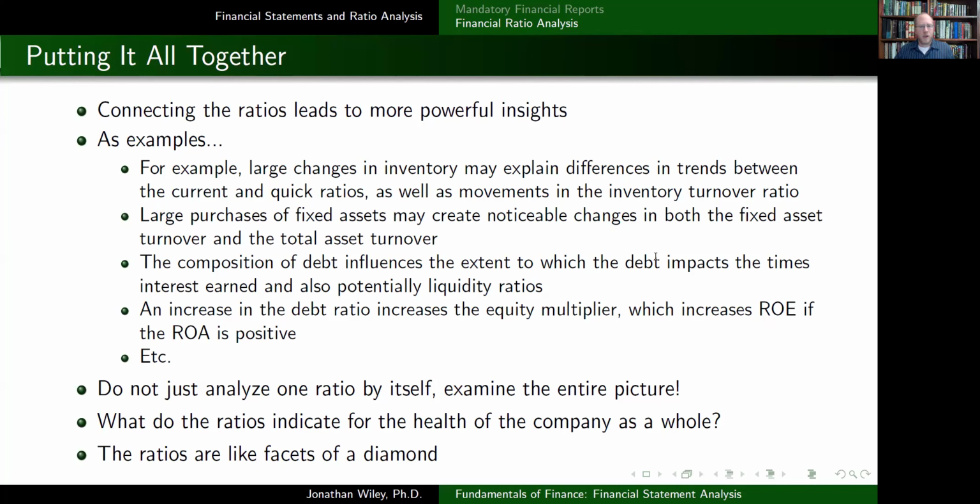In this video, I'm going to talk a little bit about putting all of this ratio analysis stuff that I've talked about in some of these prior videos together, some of the implications of it, what that means, and why you should be thinking about it in terms of the big picture. So the first point to start with is that when you start connecting the ratios together in your analysis, it leads to much more powerful insights.